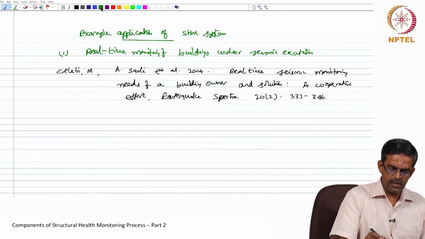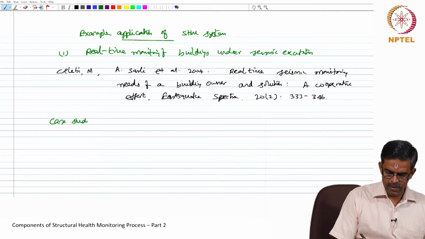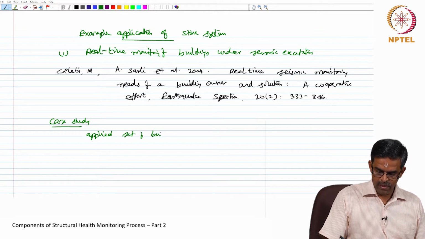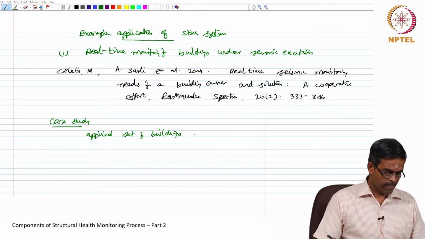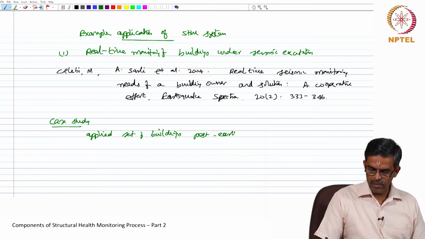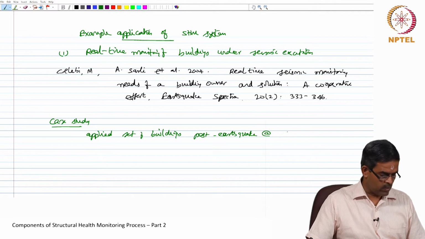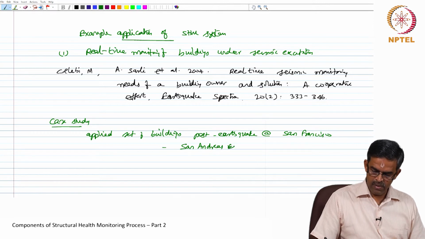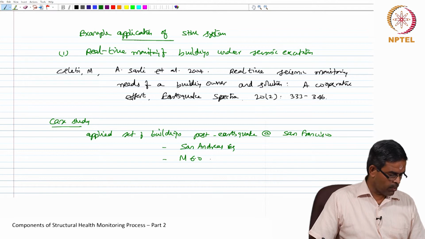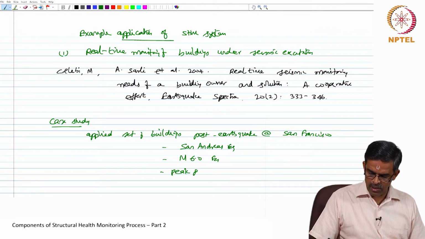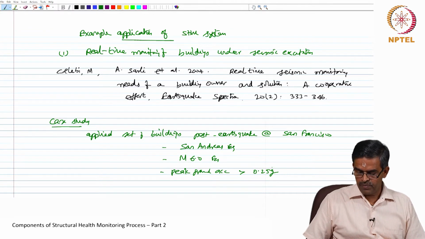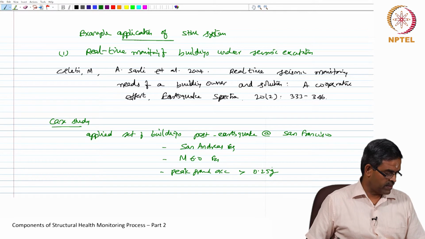Let us see, actually it is a case study which is applied to a set of buildings post earthquake at San Francisco. This is actually a post earthquake of San Andreas, which is a magnitude 6.0 earthquake. The peak ground acceleration of this earthquake exceeded 0.25 g, which is expected to cause considerable damage to different varieties of buildings in San Francisco.